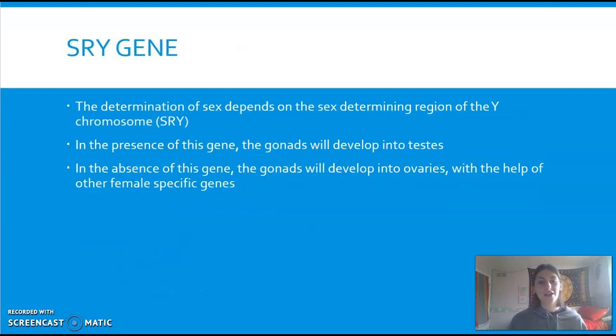The SRY gene. This is an important gene in the determination of sex, and depends on the region of the Y chromosome. In the presence of this gene, the gonads will develop into testes, and in the absence of this gene, the gonads will develop into ovaries. But it will only develop into female if there are other female-specific genes present, which are normally located on the other X chromosome.